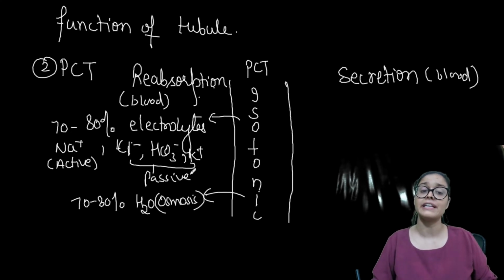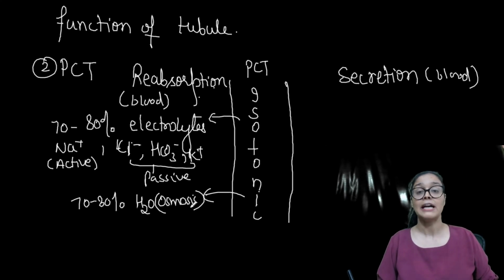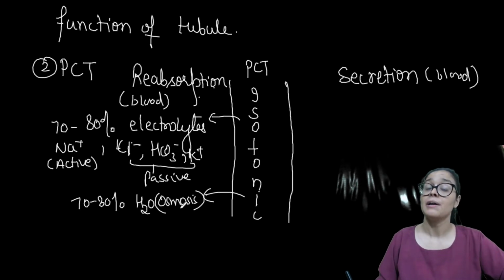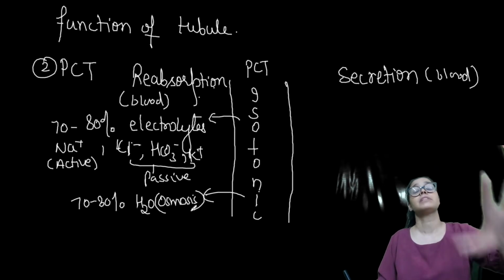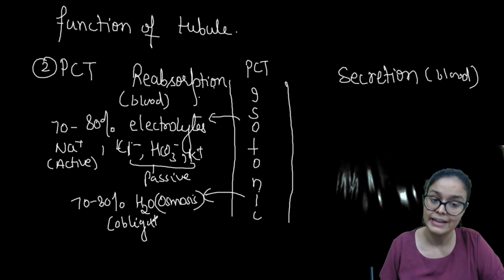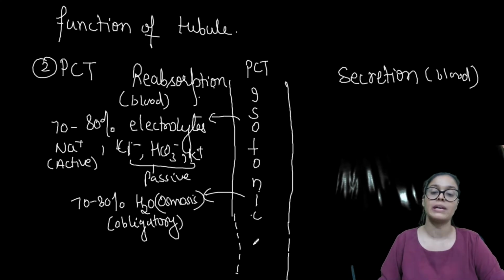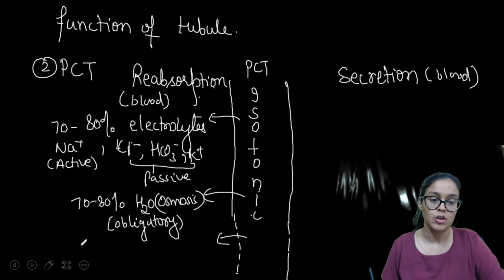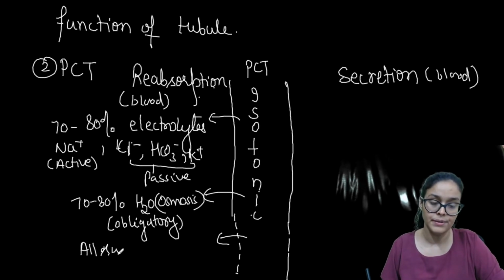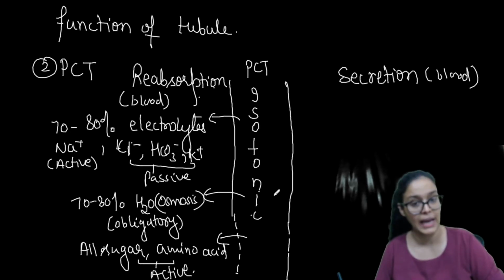And remember bacha, this tube will be showing the obligatory reabsorption of water. Obligatory means without any condition, maximum water will be reabsorbed, maximum things will be reabsorbed here. So obviously it is obligatory, it has to happen, there is no condition at all. Obligatory reabsorption will happen. Then obviously all glucose, all sugar, all amino acids will be reabsorbed, and obviously these will be reabsorbed actively. So this is an active process with the help of ATP.